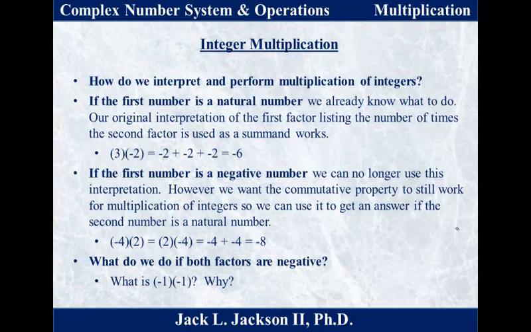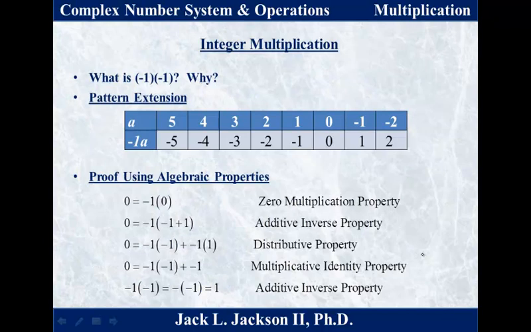Well, you guys have probably studied this before and know the answer that negative 1 times negative 1 is 1. But why does that have to be true? Or is that just something we made up, or does it have to be true to make things work out? Well, let's look at a couple examples here of how we might think of that.